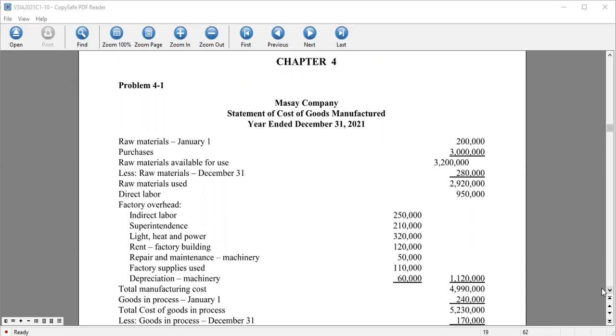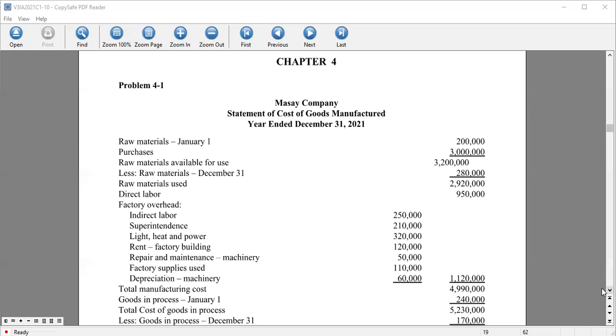So first, we have to begin with the determination of the total manufacturing cost. I understand everybody took accounting 1206 cost accounting, and we have taken up the preparation of this statement. Now we begin with raw materials inventory on January 1 and add raw material purchases. So we have the total raw materials available for use, and then we deduct the ending inventory, giving the raw materials used. And then we add direct labor of 950,000 and add factory overhead.